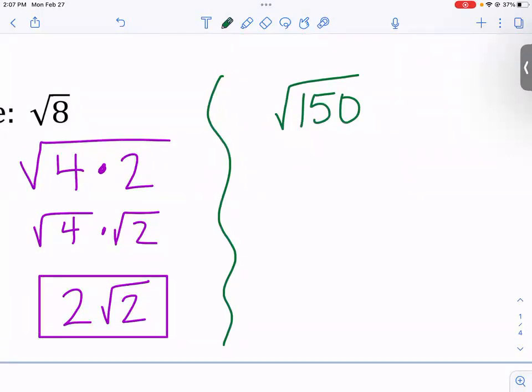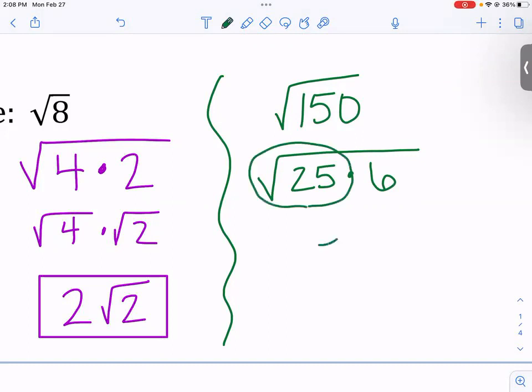Okay, you have a calculator. 25. 25 times what? Times 6. Okay, so I know that 150 is 25 times 6. So the square root of 25 is 5, so this is 5 square root 6.